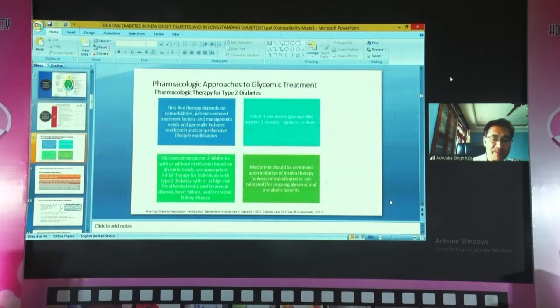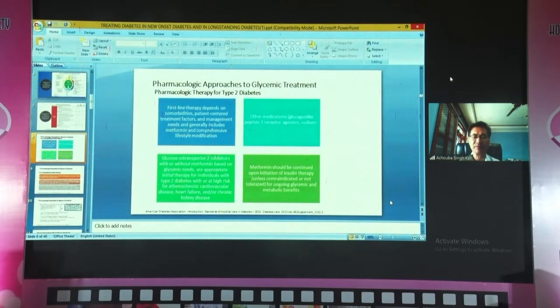So pharmacotherapy: beyond doubt, the first line treatment, as agreed upon by many bodies and as we are practicing also, is that metformin is still the first line of therapy. Then what is the discussion beyond this is that along with comprehensive lifestyle therapy, there are other alternatives.